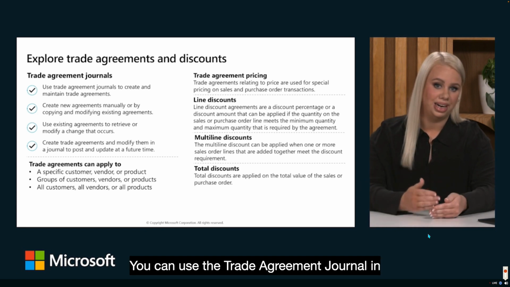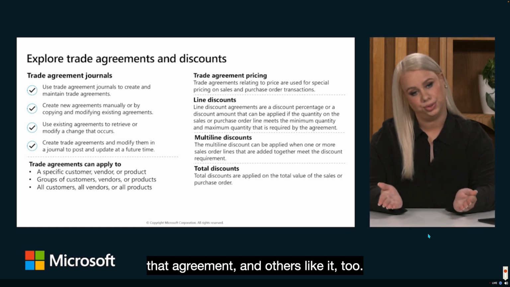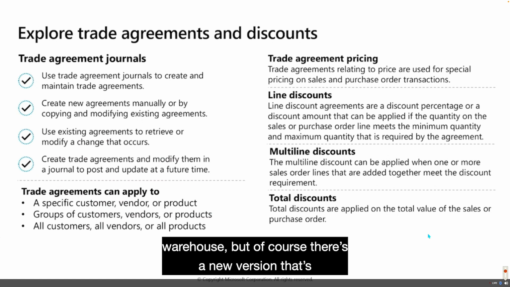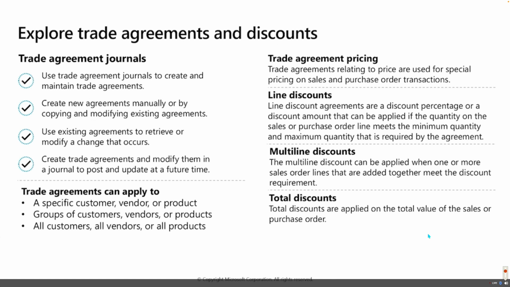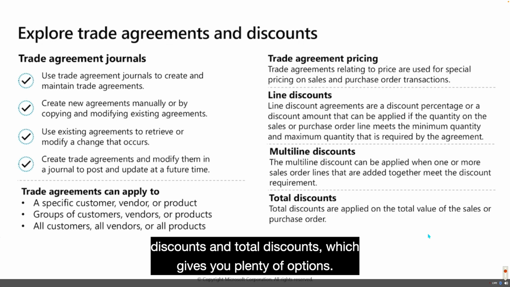You can use the trade agreement journal in the supply chain app to create and maintain that agreement, and others like it too. Another potential scenario could be that you have a particular product that you want to clear out of the warehouse because there's a new version that's been released, so you might apply a discount to it. Ultimately, a variety of discounts are supported in Dynamics 365, including line discounts, multi-line discounts, and total discounts, which gives you plenty of options.